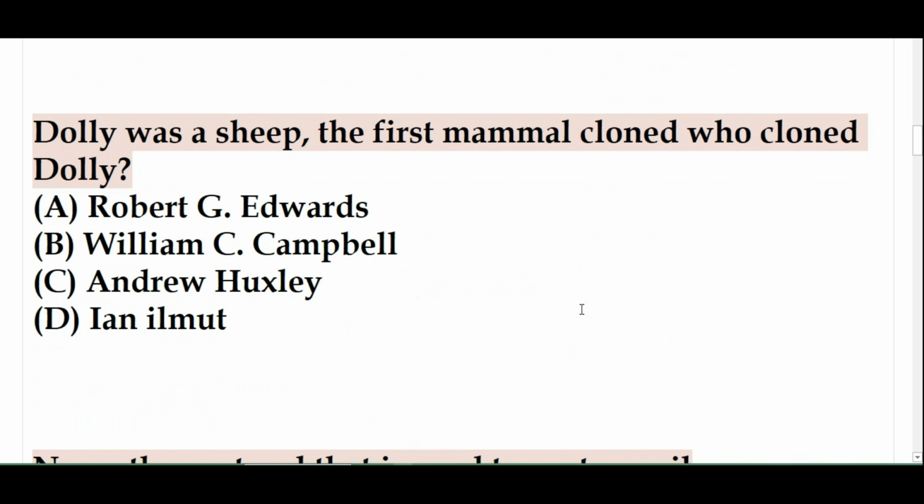Dolly was a sheep, the first mammal cloned. Who cloned Dolly? Ian Wilmut. D. Ian Wilmut.